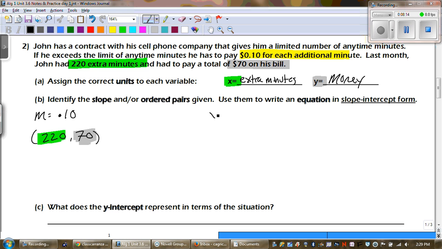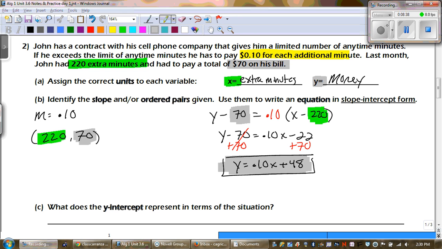Now you guys should be able to solve it. We're actually going to pause the video right now. I'm not even going to plug the numbers in. Okay, we've been doing this for over a week. You guys should be able to do this. So pause the video and good luck. Okay, so when you're done, you should get Y equals 0.10x plus 48.